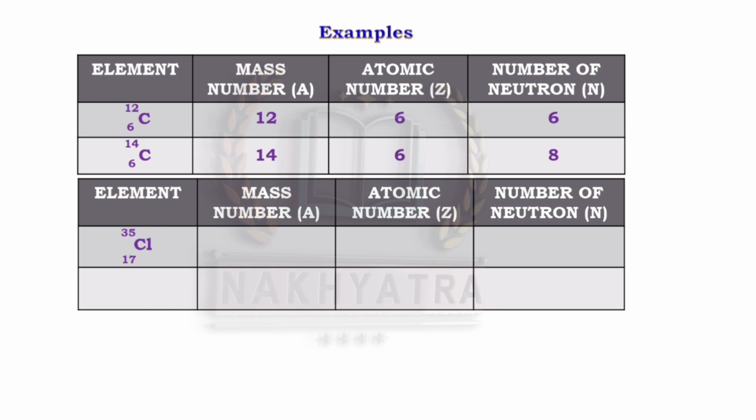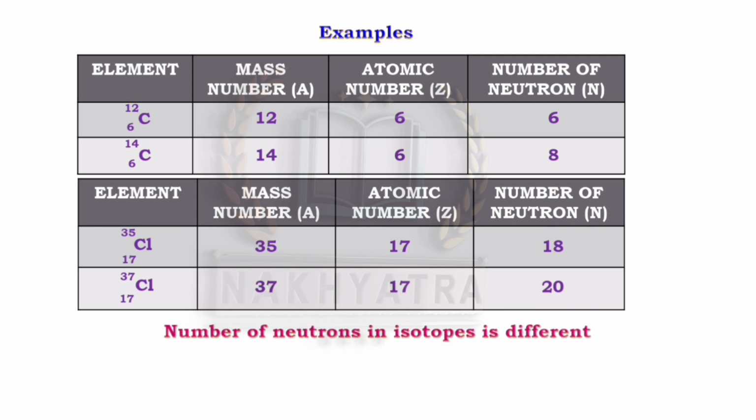Now see, this is the first isotope of chlorine atom, whose mass number equal to 35, atomic number equal to 17 and the number of neutrons is 18. This is the second isotope of chlorine, whose mass number equal to 37, atomic number is same, that is 17 and the number of neutron is 20. So the number of neutrons in isotopes is different, but the chemical properties of isotopes are the same.